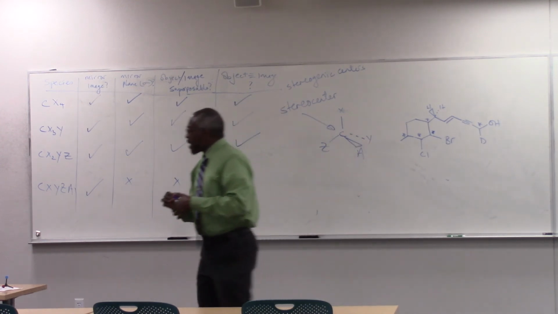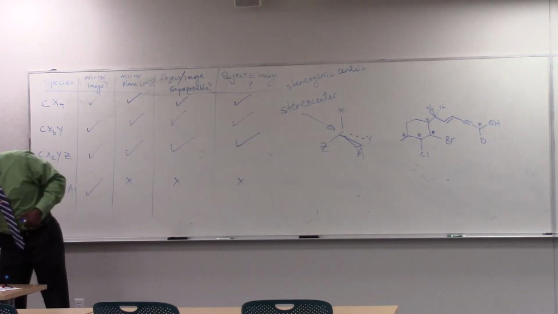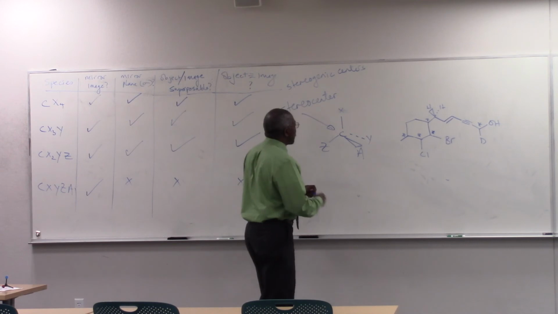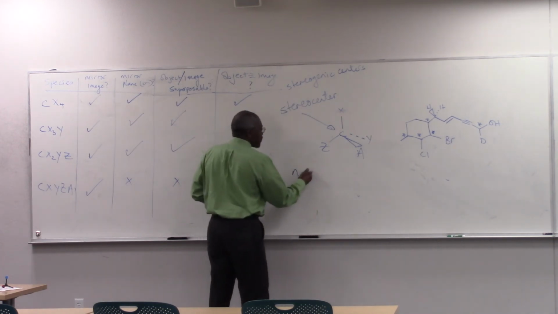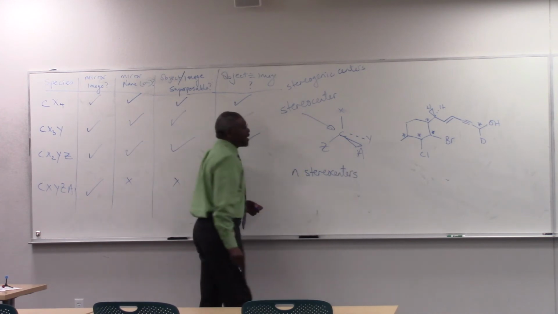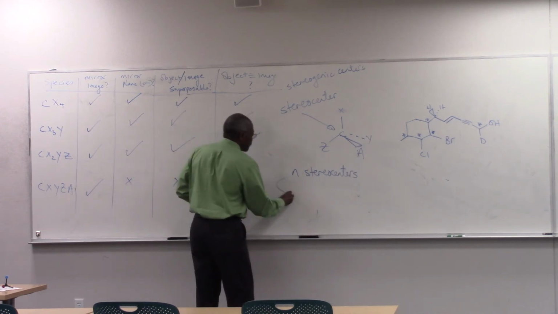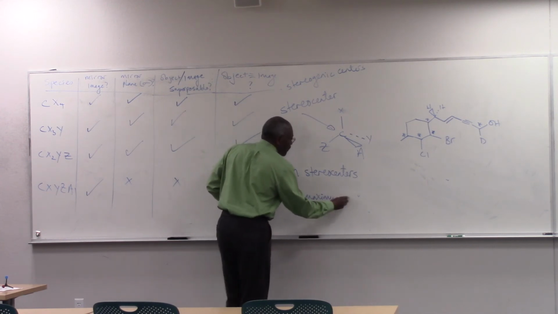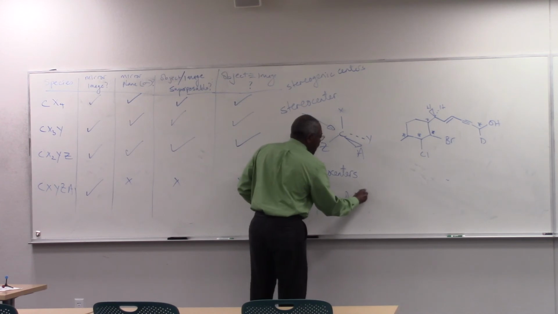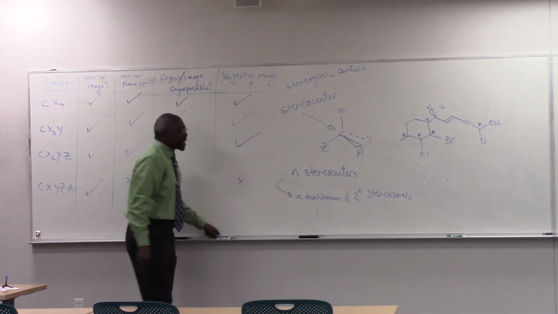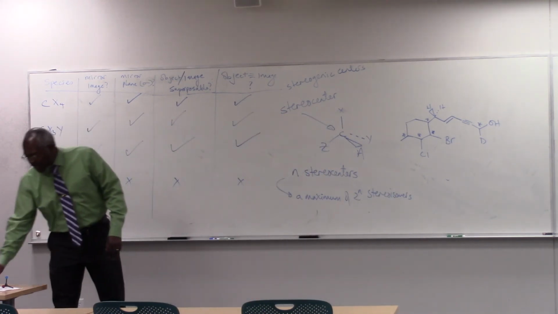Now, something interesting happens as the number of stereocenters changes. When a molecule has n stereocenters, it can have a maximum of 2 to the n stereoisomers. It will have a maximum of 2 to the n stereoisomers.